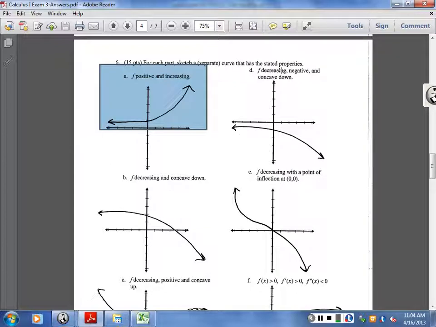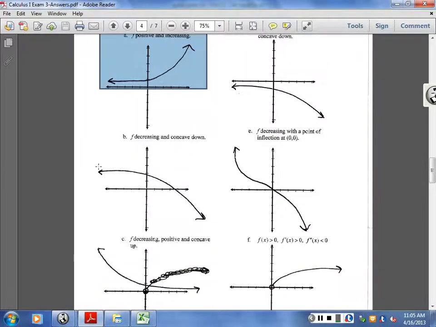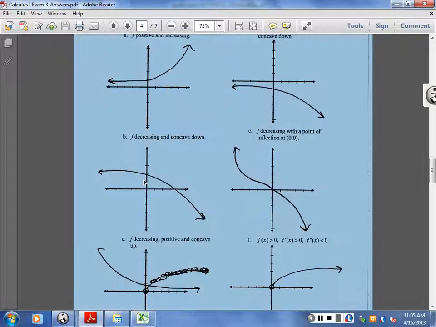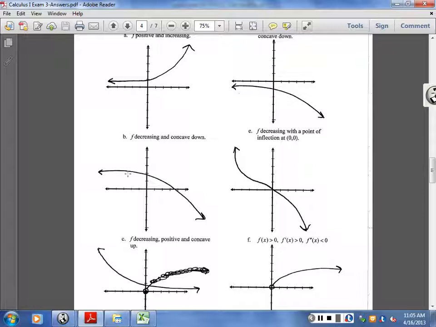Decreasing, negative, and concave down. As long as you had a decreasing, negative, concave down function, you were fine. Decreasing and concave down. It turns out these two could be the exact same, or this one could be above the x-axis because it doesn't say the function is negative.